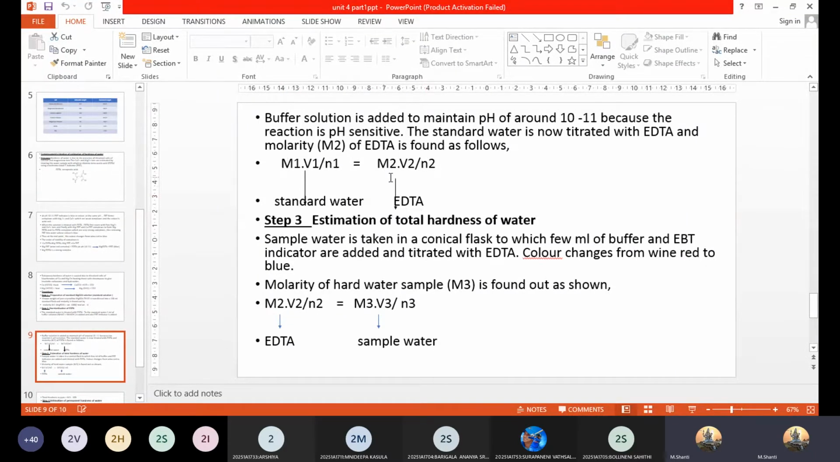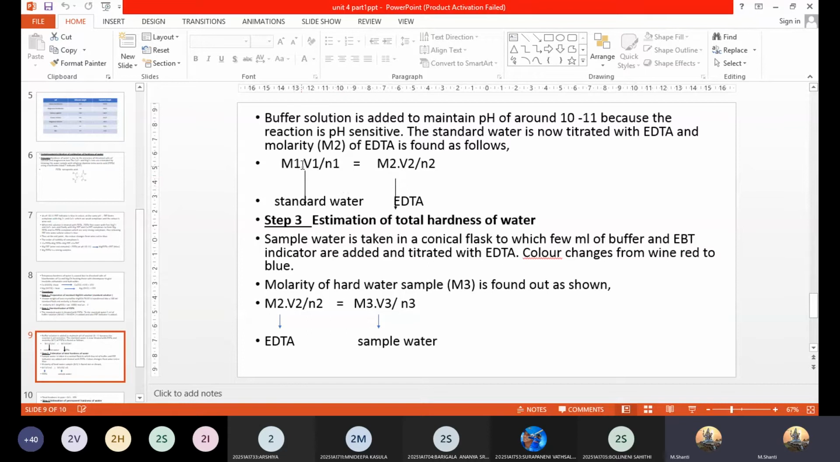So what is M2? M2 is the molarity of EDTA solution. And V2 is the volume of EDTA. How do you know this V2? Excellent. So V2 is the burette reading. M2 is what I have to find out. And N1, N2, the number of moles, will remain one each. That you can get from the balanced chemical reaction.